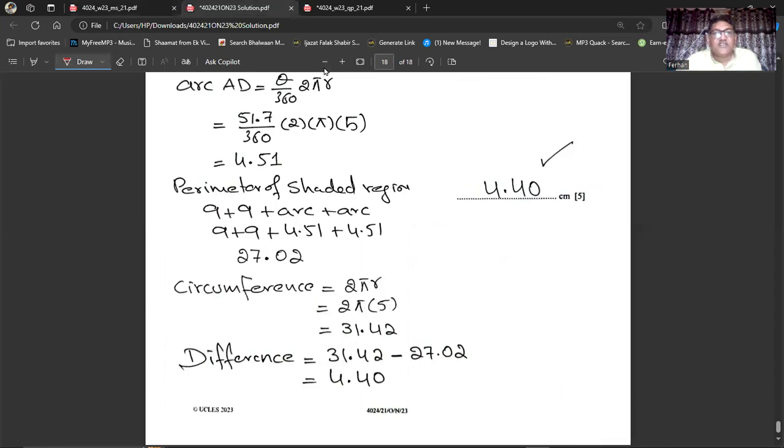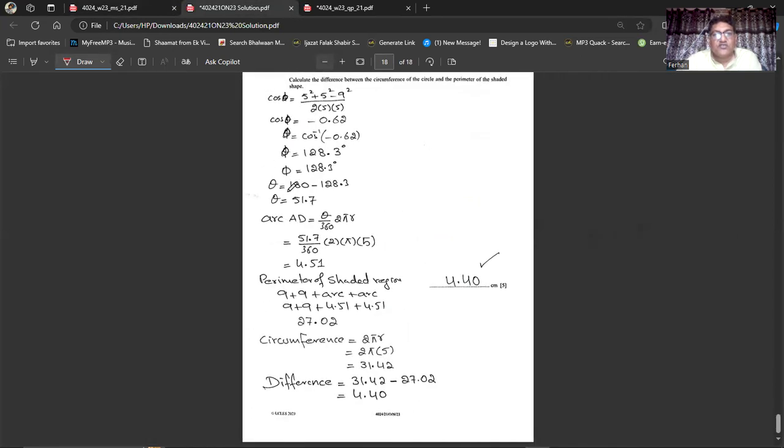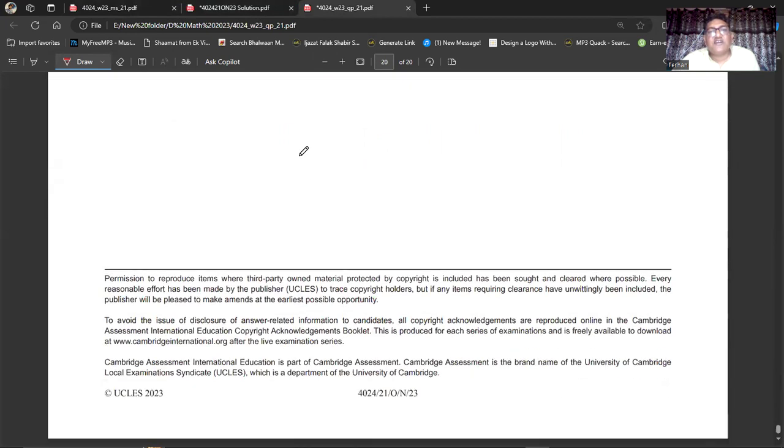This solution is huge. It's a 5-mark question. This is now the whole solution showing up on your screen. You can pause the video and take your time with this. So we have reached the end of this paper.